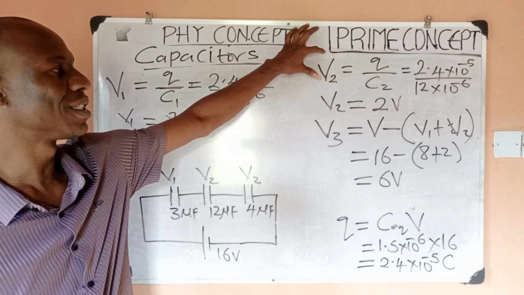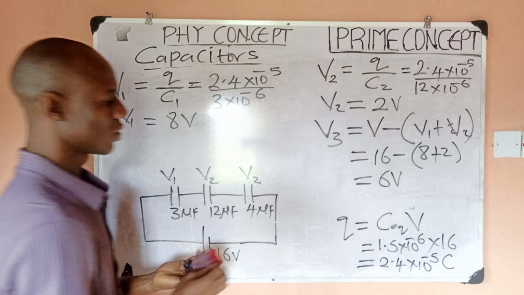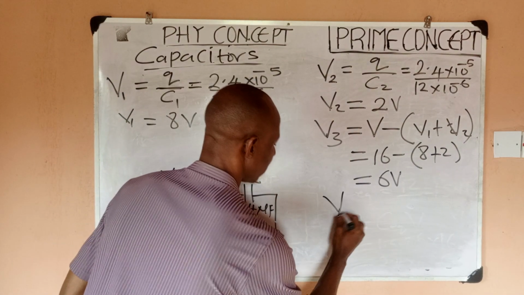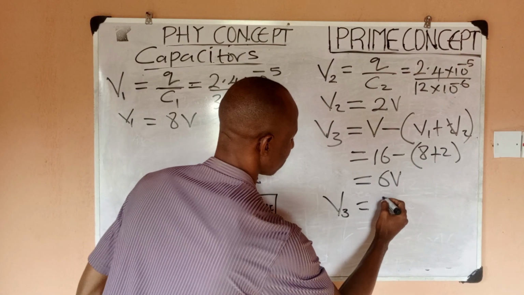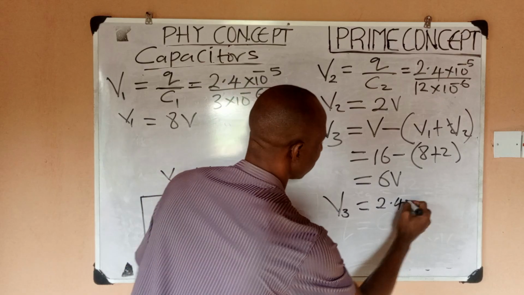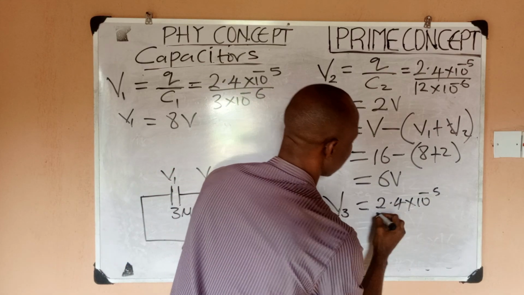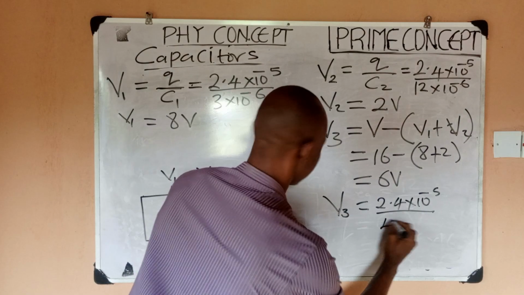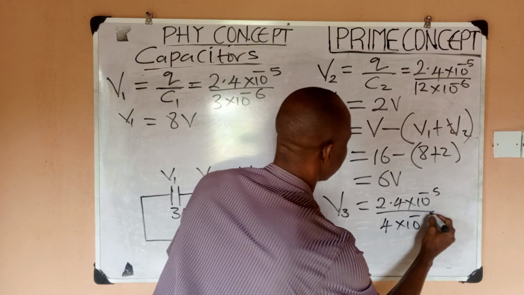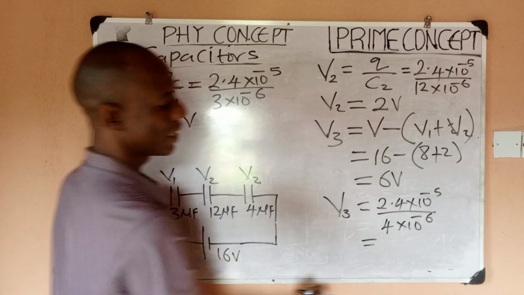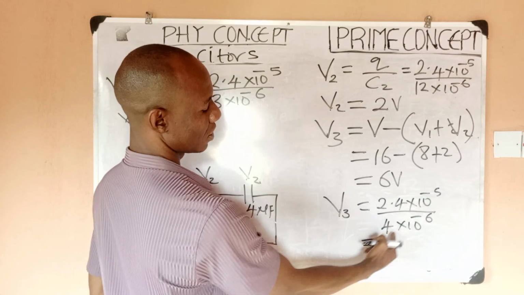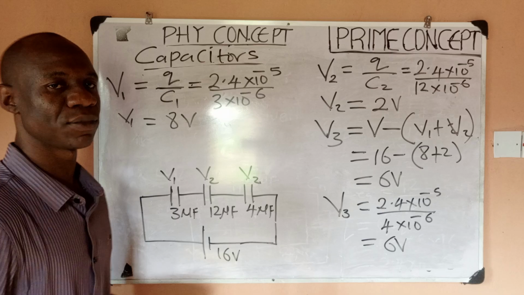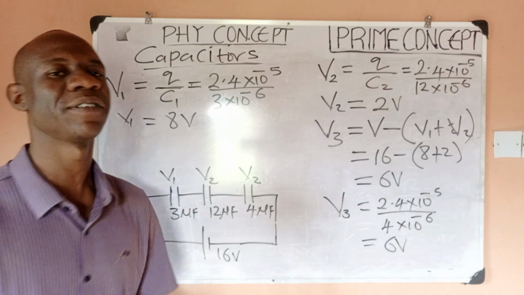Now you can still use the other method to find it, right? You can still get your V3 as Q, which is 2.4 times 10 to the power minus 5, divided by your capacitance, which is 4 times 10 to the power minus 6. So if you divide, 24 divided by 4, you still get 6 volts. So the same result. I believe this concept is very clear.